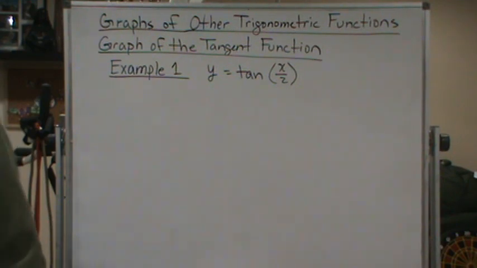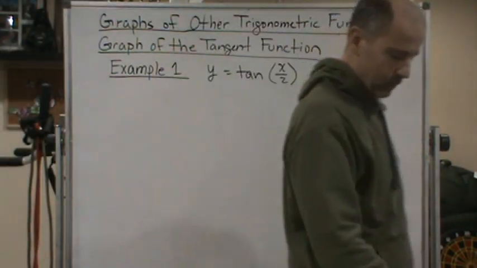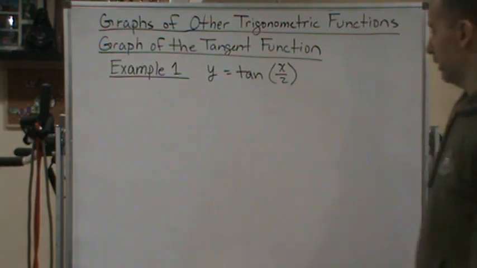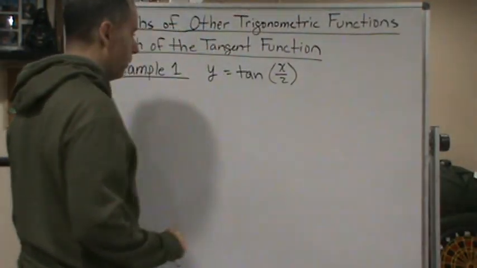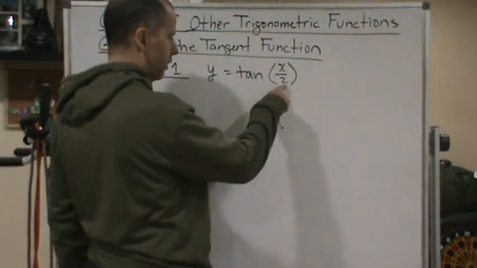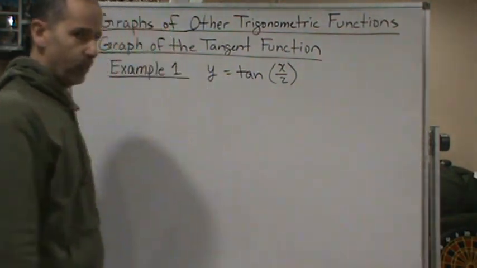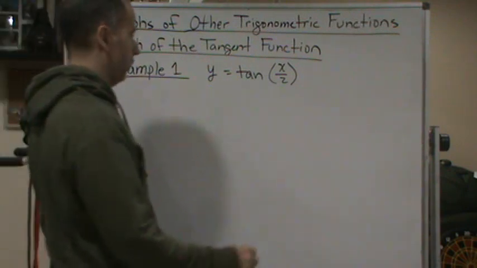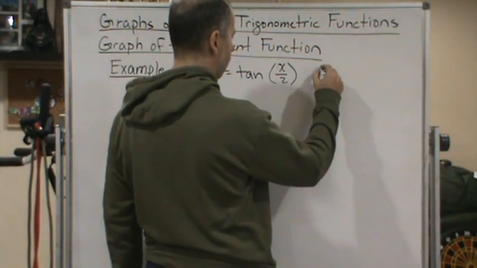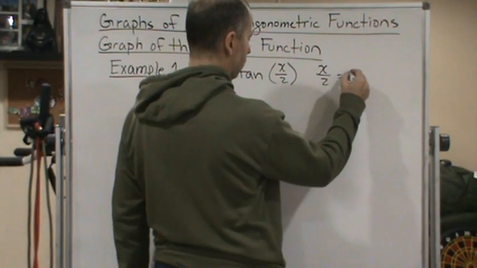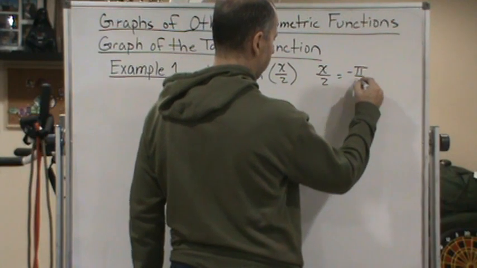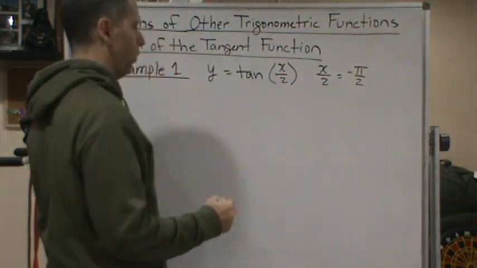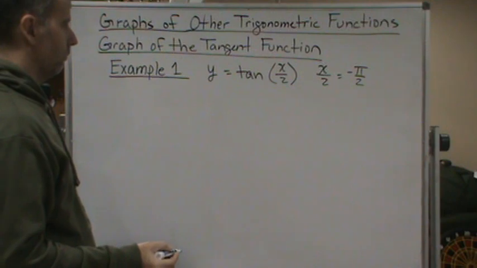All right, so let's do this example, and we're going to graph this tangent function. The first thing we're going to do is, obviously, we have the argument x over 2, so we want to solve that equal to pi over 2 and negative pi over 2. So if we solve x over 2 is equal to negative pi over 2, that means x is going to equal negative pi, right?